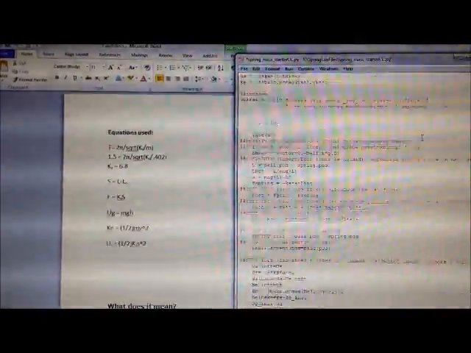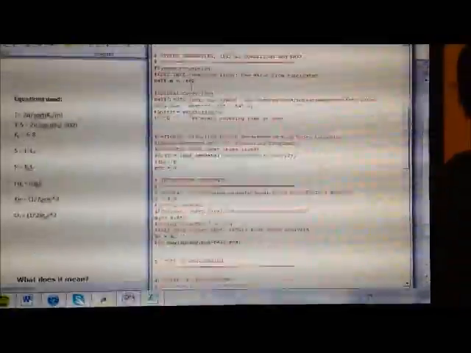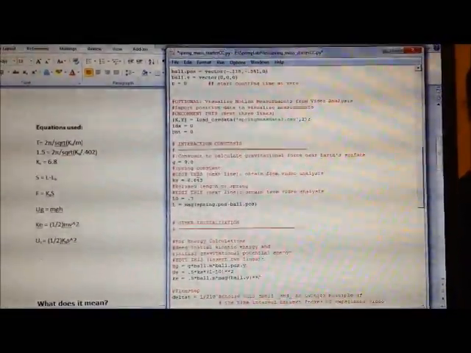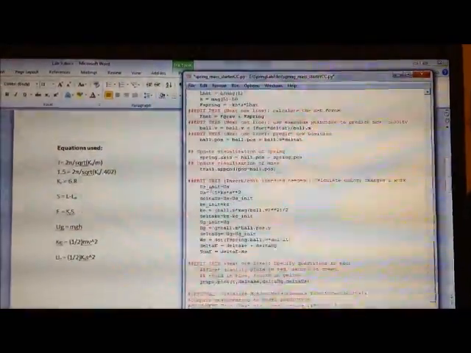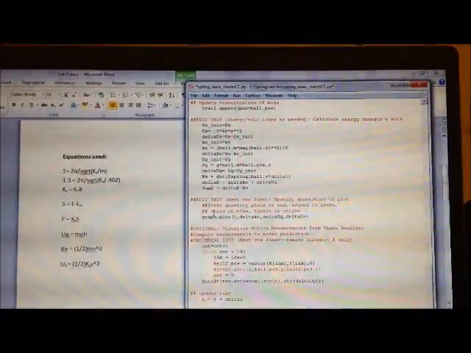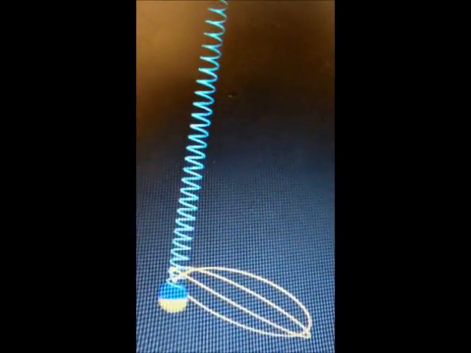I then updated my code using the equations from above of the potential spring energy, kinetic energy, and potential gravitational energy. Then I ran the data, and the model runs like this. The blue ball being the tracker data and the yellow ball as the model.